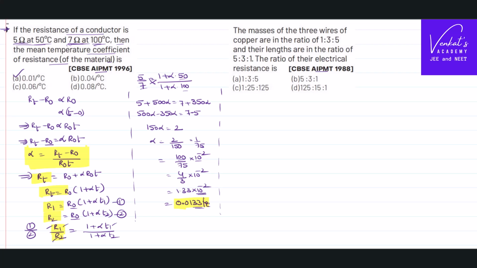It says, the masses of the wires are given in the ratio of 1:3:5. Their lengths are given as 5:3:1. What is the ratio of their electric resistances? All are made of the same material, copper, which is also important. We know the formula for resistance, R equals rho L by A. The information about length is given, but the area is not given. So I have to replace the area using the concept density equals mass by volume.